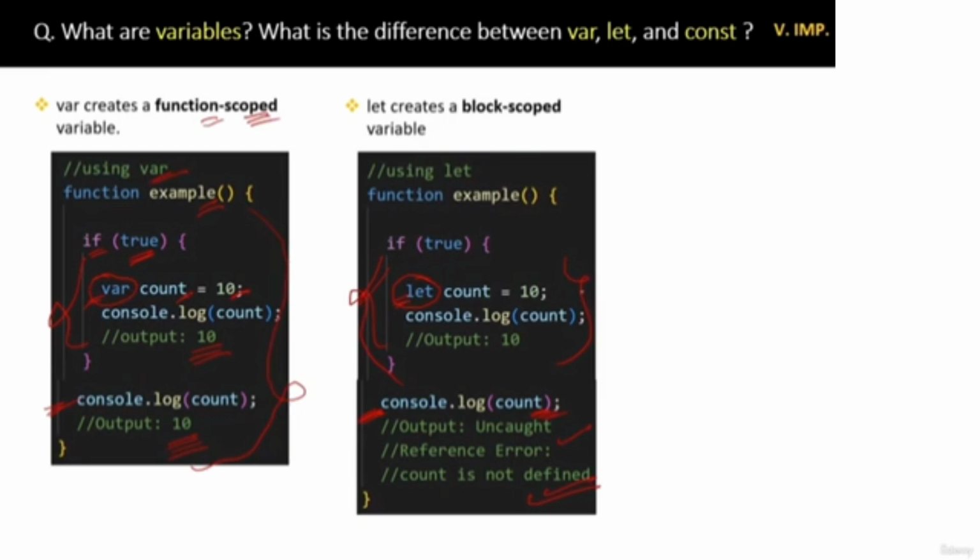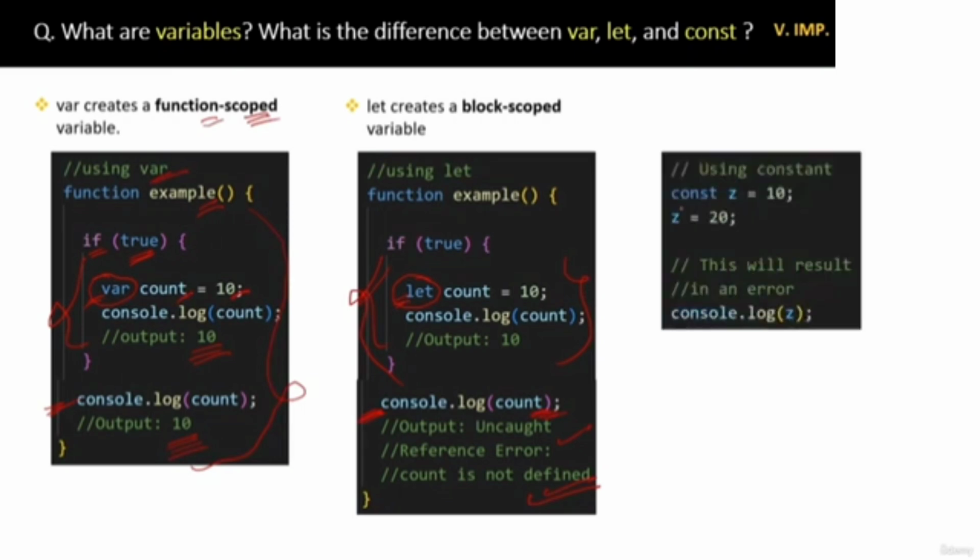Alright, the next keyword is the const keyword, whose purpose is slightly different from the var and let keywords. Here in the code, you can see we assigned const z equal to 10.